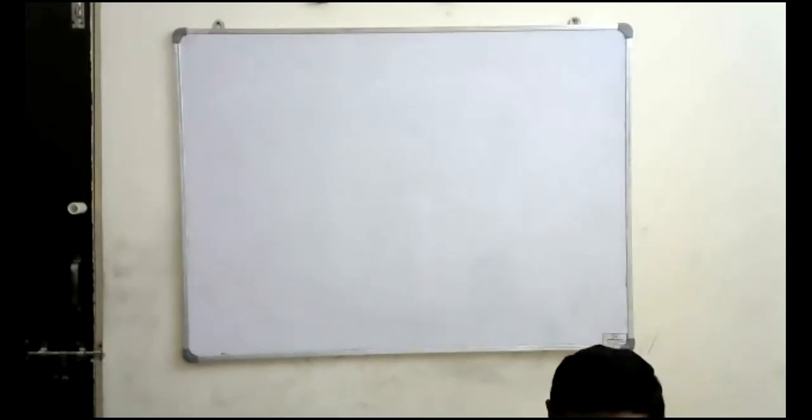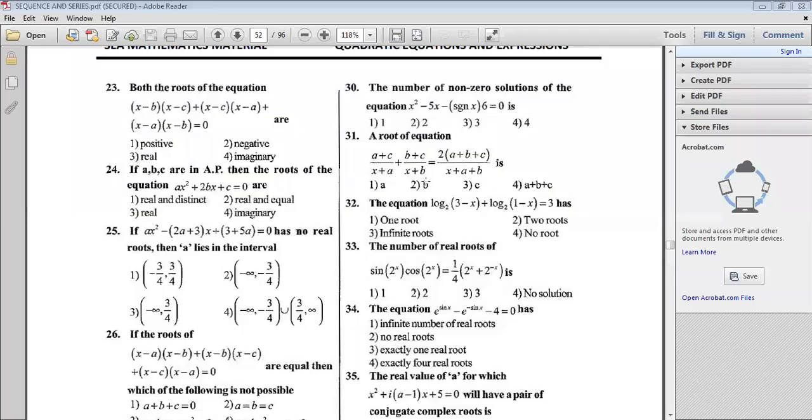So in that, I think it was the last class, 23rd was over now. Hmm. 23rd was over. Now look at problem number 24. A, B, C are in AP. Then the roots of the equation ax square plus 2bx plus c is equal to 0 are in.